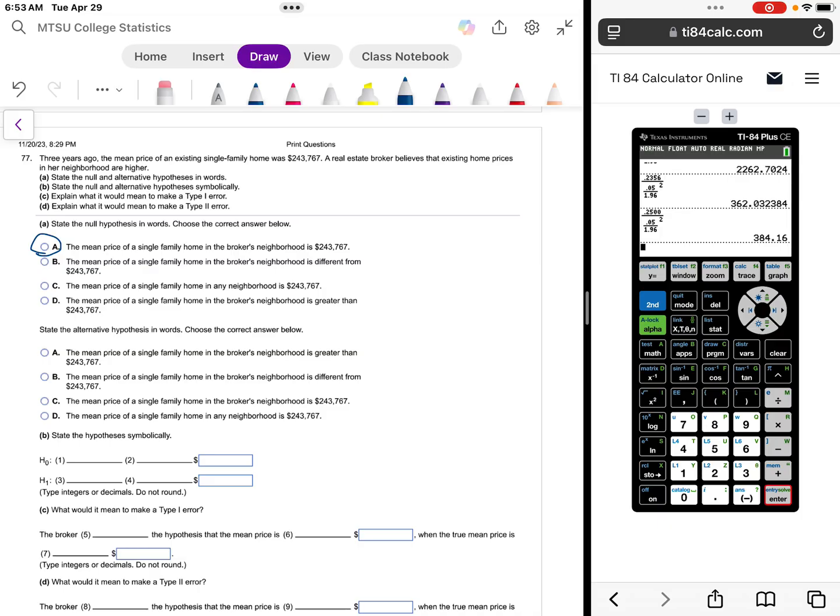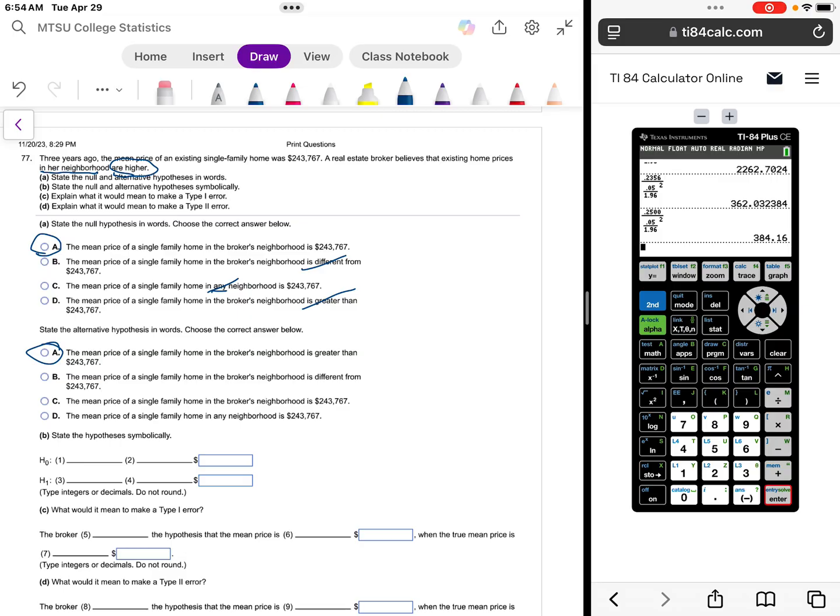Again, we want a statement of equality. Different means not equal to. Greater than, of course, means the greater than symbol. And again, it was specifically the prices in her neighborhood, not all neighborhoods. So that's why that other one says any. That's why that one's off the table. State the alternative hypothesis. Again, here the best choice is A. The mean price of a single-family home is greater. Because she says prices are higher, and that's why we're choosing greater there.